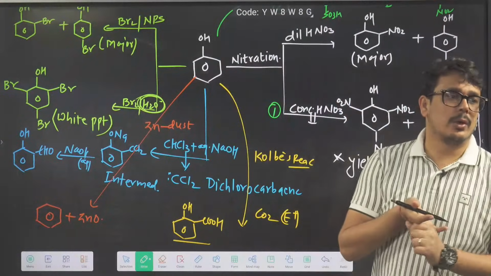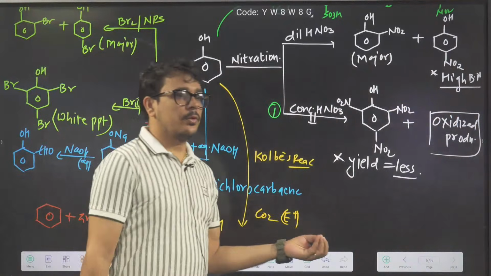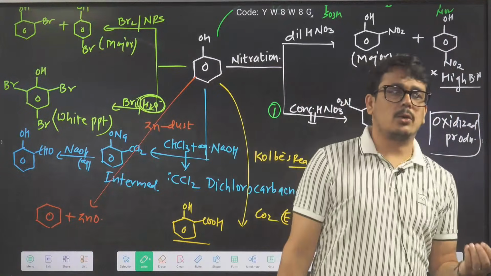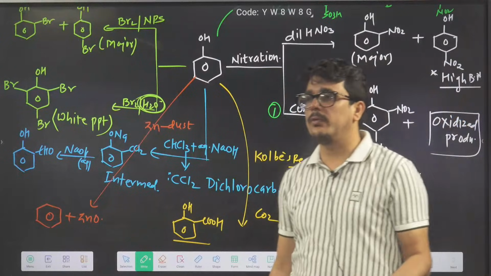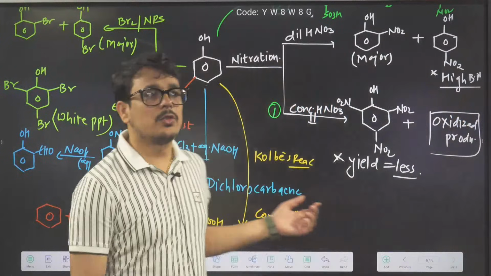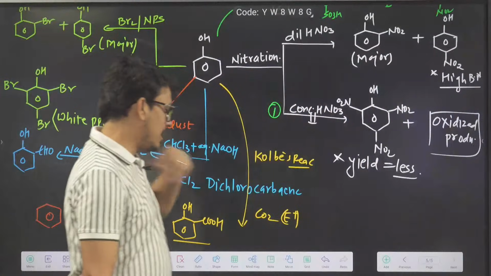Done? Yes or no? So in phenol, simply a total of 4 preparations are there. First one I can say from diazonium salt. Second, chlorobenzene. Third, again, benzene sulfonic acid. And last, from cumene. Done? Yes or no?